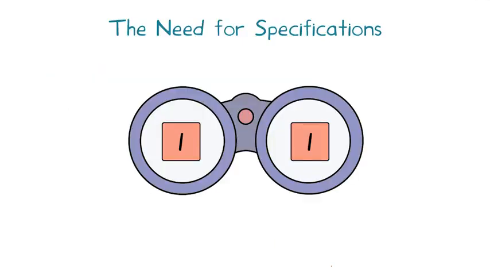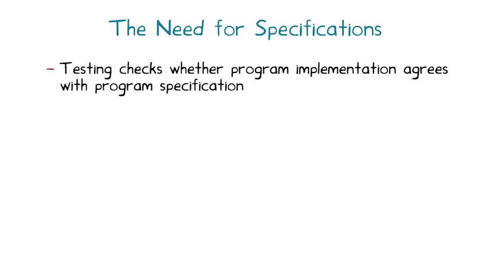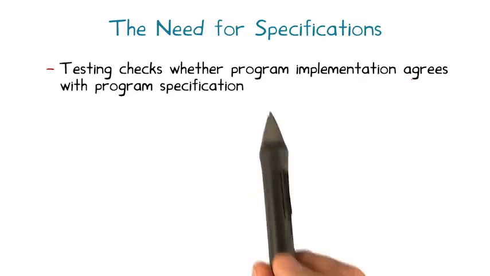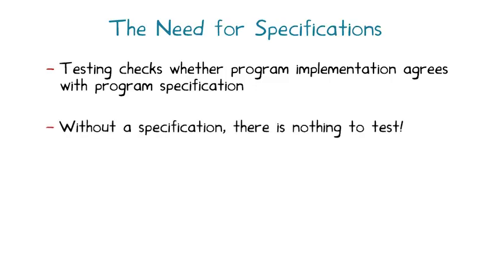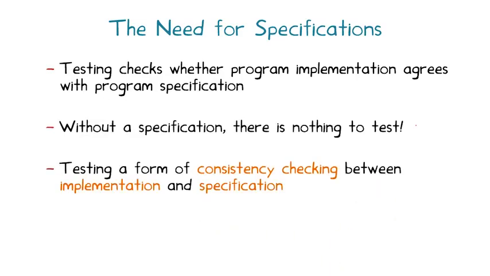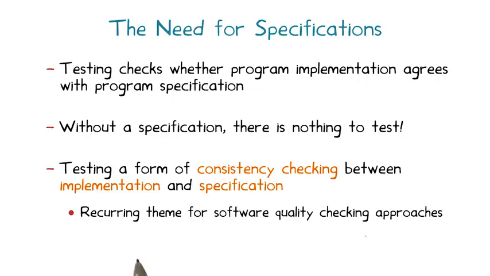The first observation from the scenario we saw was that specifications must be explicit. This is because the goal of testing is to check whether the implementation of the program agrees with a specification of the program. We will come to the topic of what specifications look like shortly. But the main thing to note for now is that without a specification, there is nothing to test. Testing then can be viewed as a form of consistency checking between the program's implementation and the program's specification. This is a recurring theme for all software quality checking approaches, including testing.